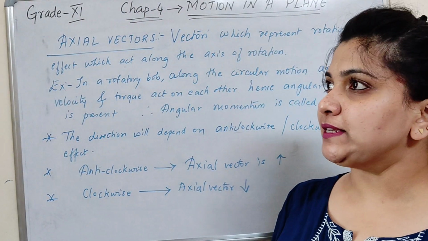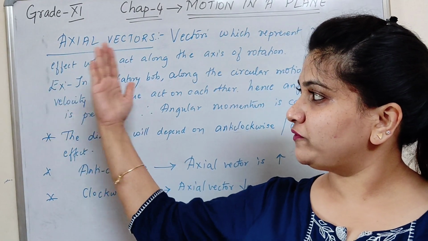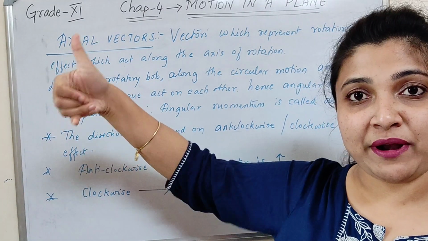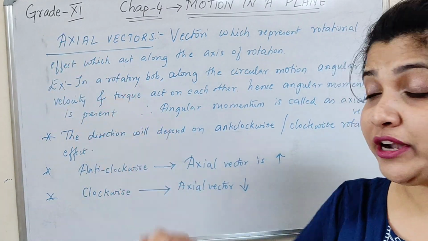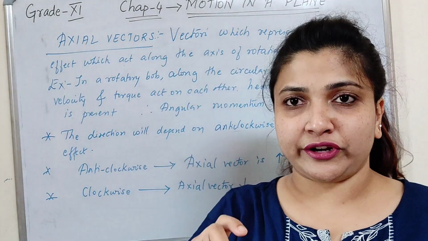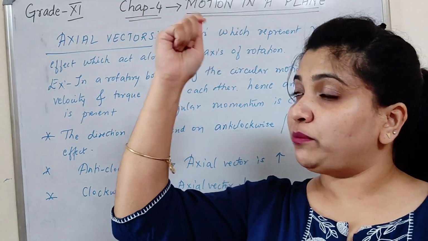Now, when you look at a door, the door is moving from this end to this end, right? So there's a rotational effect, and torque is acting perpendicular to the rotating body. Let me take an example of a rotatory bob. Take a bob and just wind it round. So the bob is rotating.